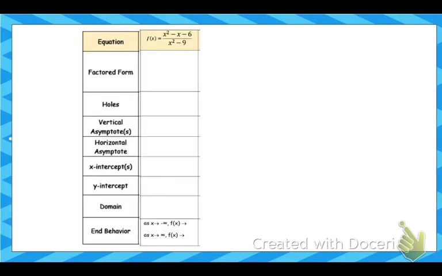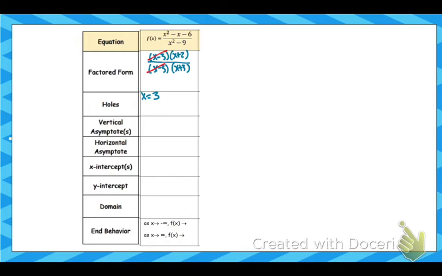So this one is actually going to require us to factor. So factor the top and factor the bottom. The top is going to factor into x minus 3, x plus 2. The bottom is a difference of squares, so it's x minus 3, x plus 3. So we can see that we're going to have a factor here that cancels out. That means we're going to have a hole. Because I canceled out x minus 3, the x-coordinate of the hole is 3.